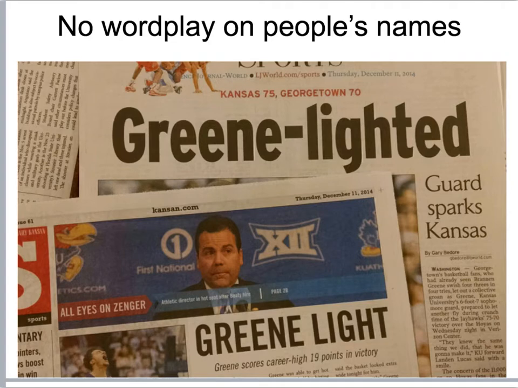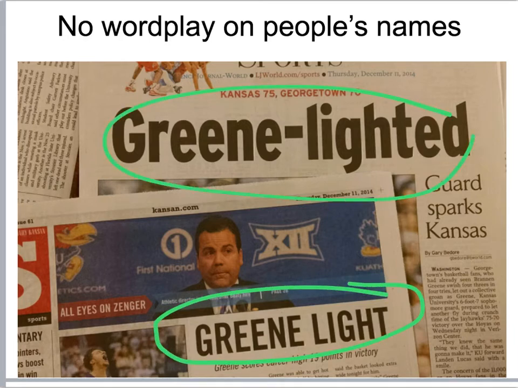No wordplay on people's names, okay? This is just a really cheap way to get a headline. Sometimes you're making a pun. Sometimes you're sort of making fun of somebody's name that he's heard it all before, so don't. I use these examples from when Brandon Green played at KU, the University Daily Kansan here, the Lawrence Journal World here. Gosh, they both had the same idea. Well, guess what? It wasn't really all that clever then, was it? Just come up with something that's a little more newsy.